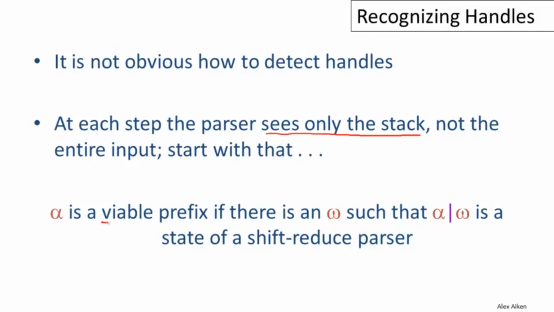So here's the definition. We're going to say that alpha is a viable prefix if there is some omega such that alpha bar omega is a valid configuration of a shift-reduce parse. Now keep in mind that the alpha here is the stack, and the omega here is the rest of the input. And what does that mean? That means the parser knows alpha. It doesn't know much of omega. It can do some lookahead. It can look at a small prefix of omega, usually just one token. But it certainly doesn't know the whole thing.